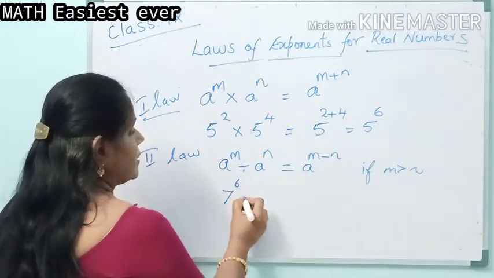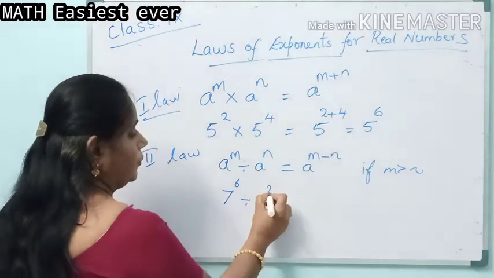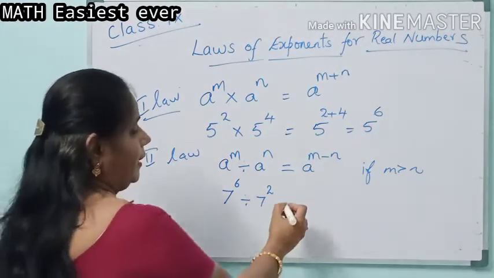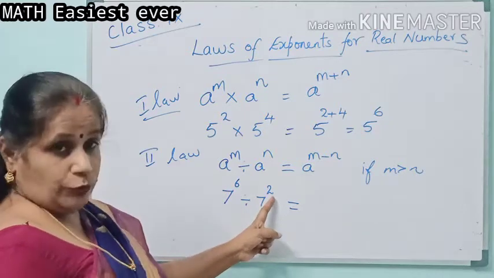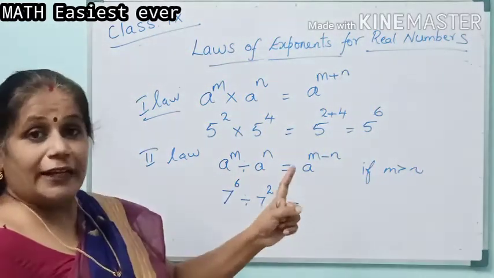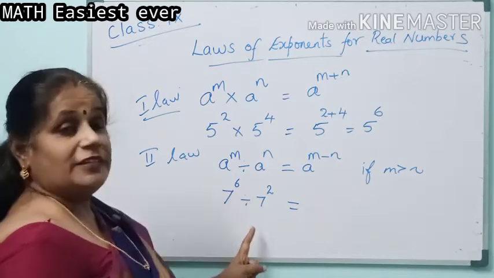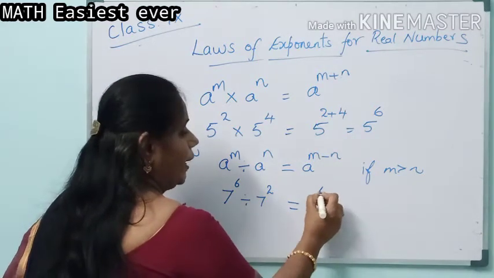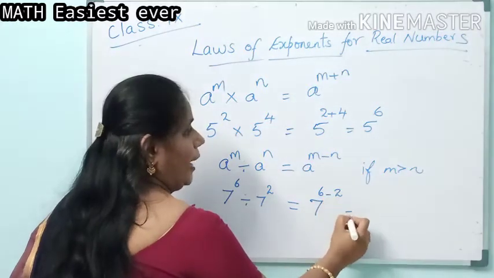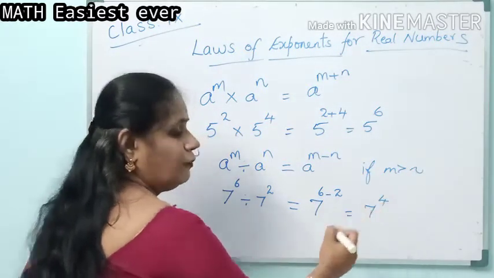Let's have an example for that. 7 raised to 6 divided by 7 raised to 2. So a is 7 here, m is 6 here, n is 2 here. M is greater than n. So a raised to m divided by a raised to n will be a raised to m minus n. So your answer will be 7 raised to 4.